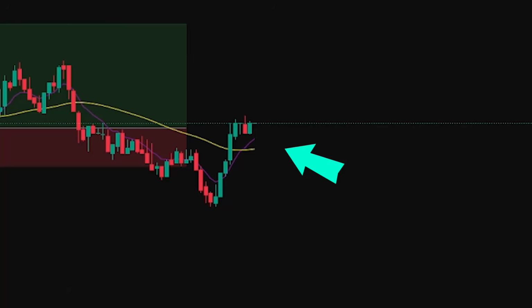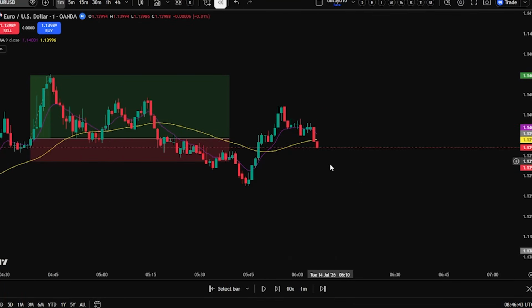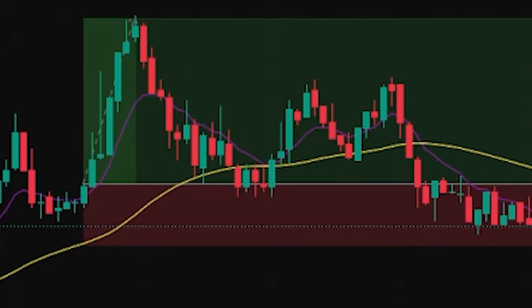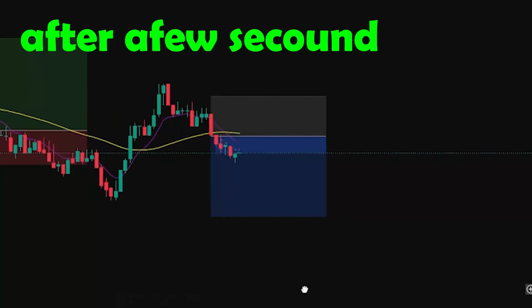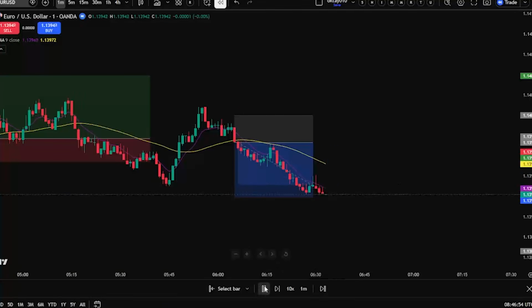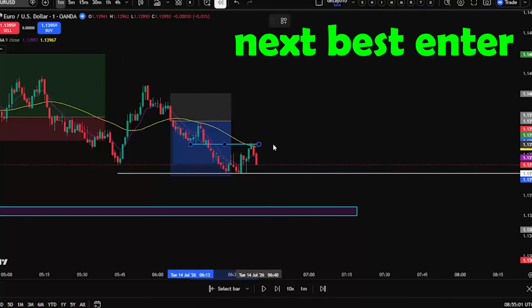The trade is opened. At first, it moves a little in the opposite direction. But since our stop loss is based on the correct structure, the trade is still valid. After a few candles, the main move begins, and the price moves towards the target. Now let's move on to the next trade.